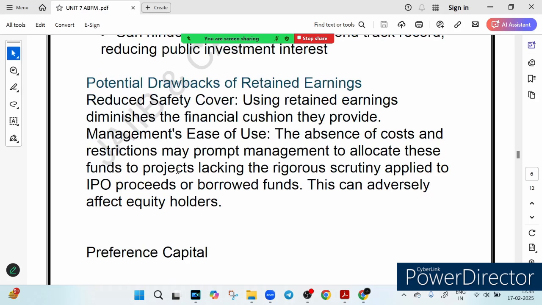Now let's talk about the potential drawbacks of retained earnings. That is what we call retained earnings, right? So what are the drawbacks of retained earnings? Let's discuss it in the simplest way possible.